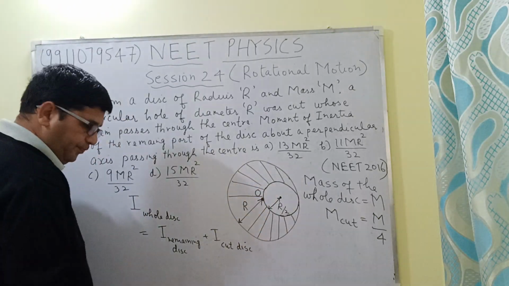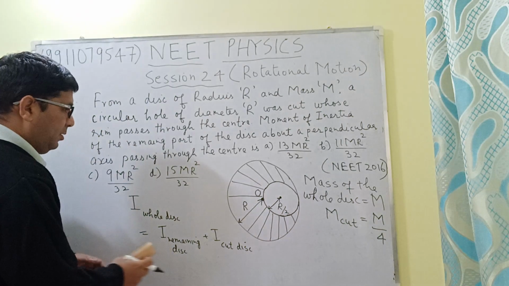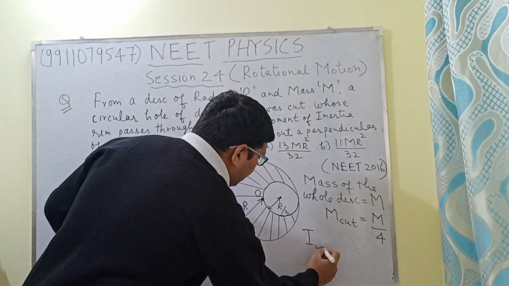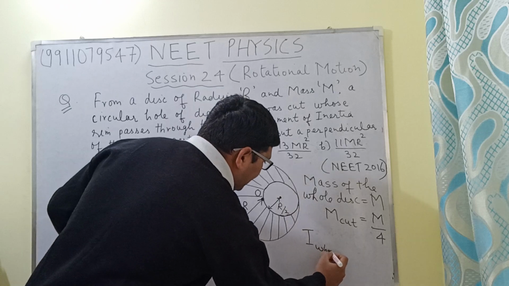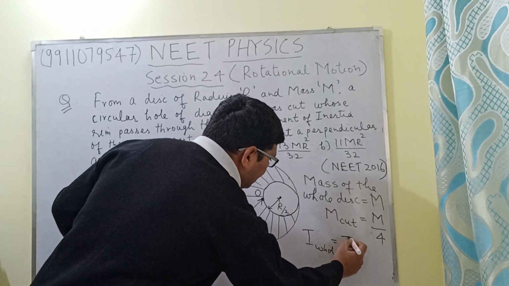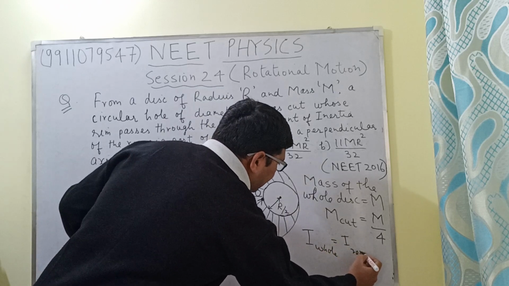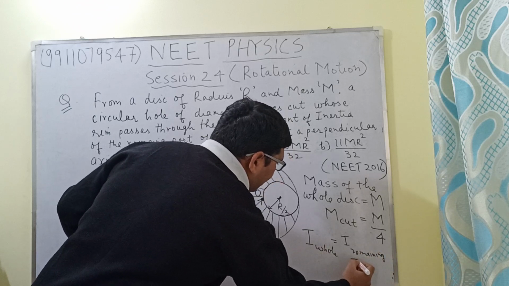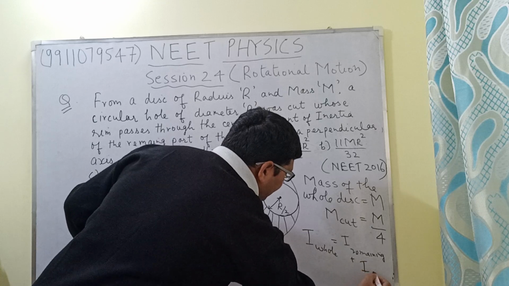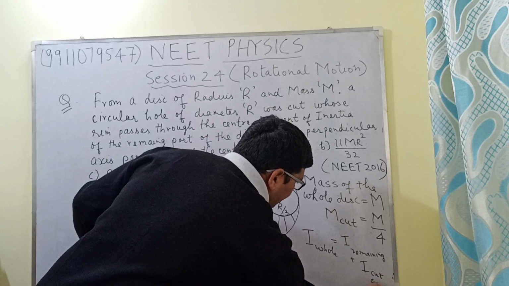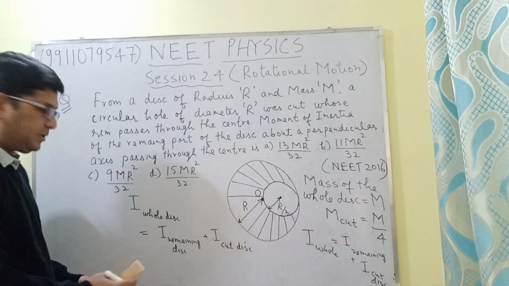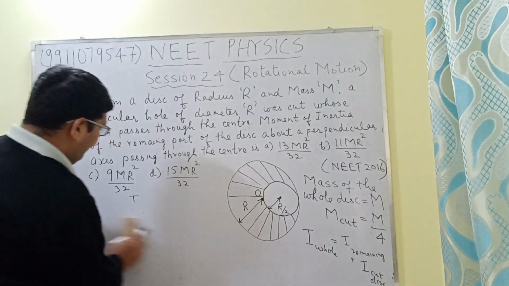Okay, so I will be writing this equation here, that is I whole, the moment of inertia of the whole disc, is equal to I remaining, the moment of inertia of the remaining part, plus the moment of inertia of the cut disc. So this is the equation which I will be using in order to solve this problem.